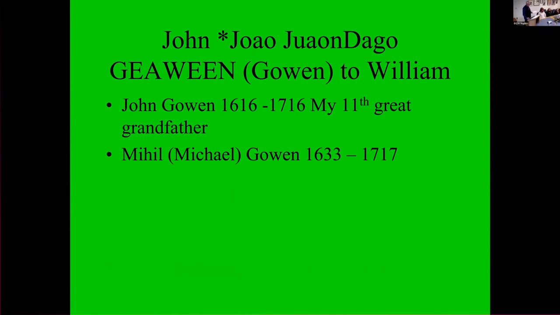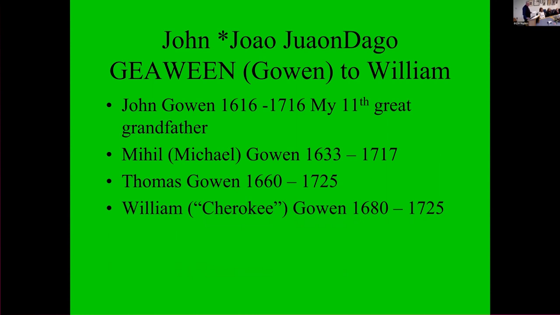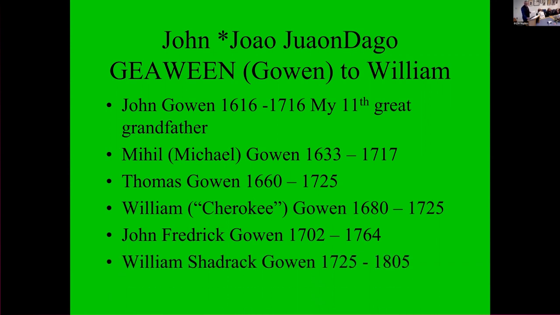His son with Margaret was Mihil, which became Michael. And Michael's son was Thomas. And Thomas is the one who married the Cherokee woman. And then their son, the one that I descend from, because these people had large families and a lot of cousins everywhere, maybe some of you. But he identified as William Cherokee. Sometimes I think they probably just called him Cherokee. His son then was John Frederick Gowen. And then John's son was William Shadrach Gowen.